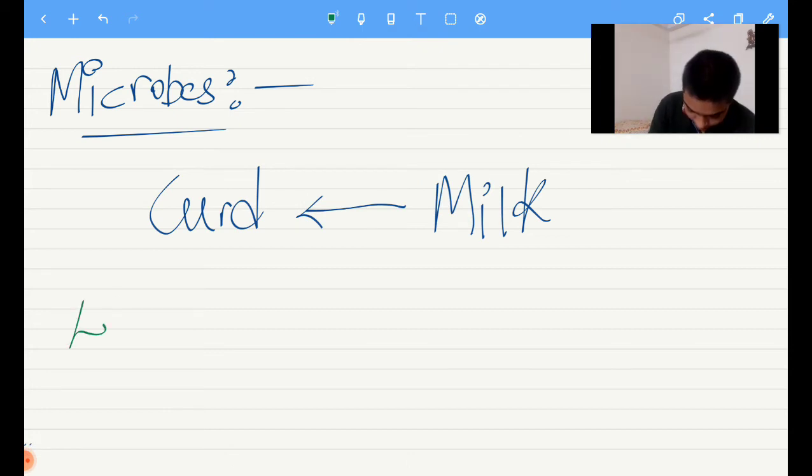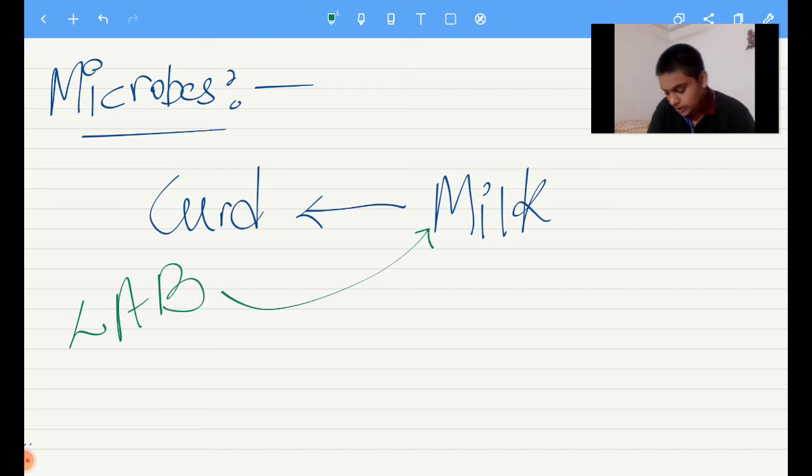LAB bacteria converts milk to curd. From where does this LAB bacteria join with milk? Guys, when your mother wants to prepare curd from milk, she adds a spoon of the previous day's curd, which contains millions of LAB bacteria. We can also say lactobacillus bacteria, and LAB expansion is lactic acid bacteria. These bacteria secrete lactic acid, which partially digests milk proteins.